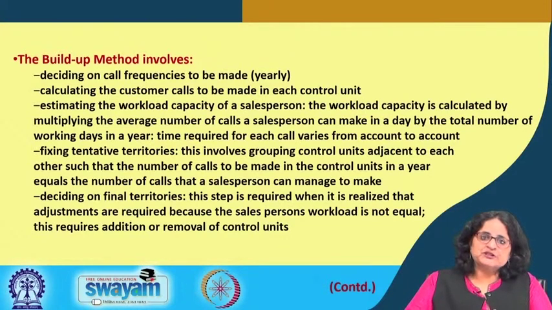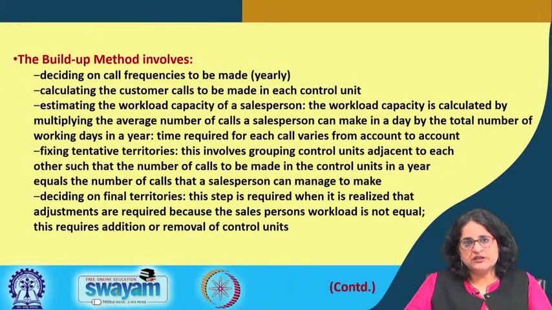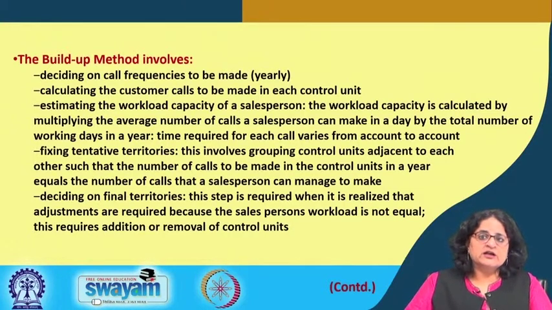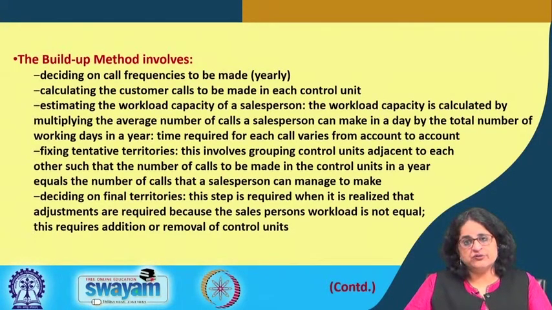The next step is to fix tentative territories, and this again involves grouping control units adjacent to each other, or neighboring each other, such that the number of calls to be made in the control units in a year equals the number of calls that a salesperson can manage to make, because we are talking about how many working hours he has, how much time he needs to spend on each call, and accordingly you have to decide that the number of calls made in a control unit in a year should equal the number of calls that he can actually manage to make.